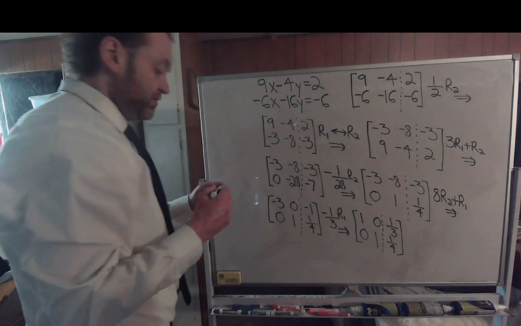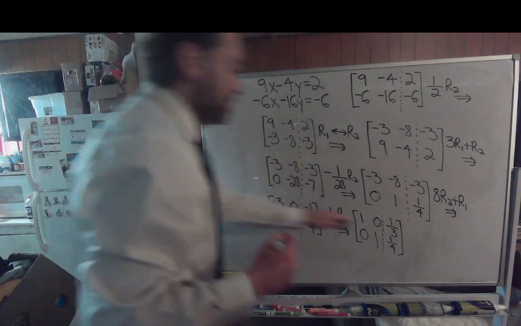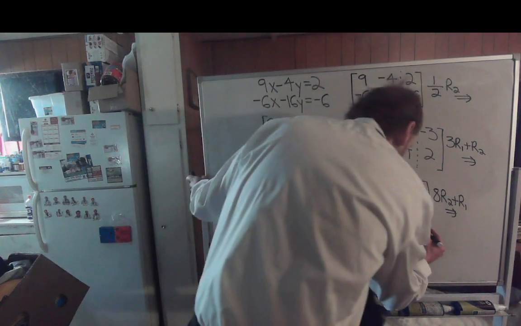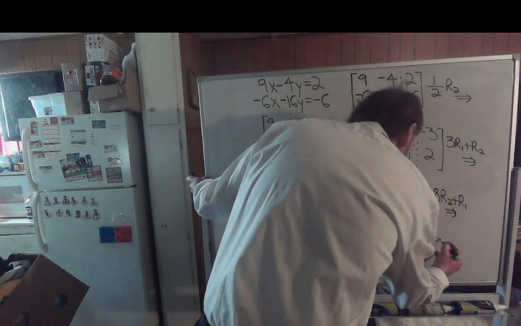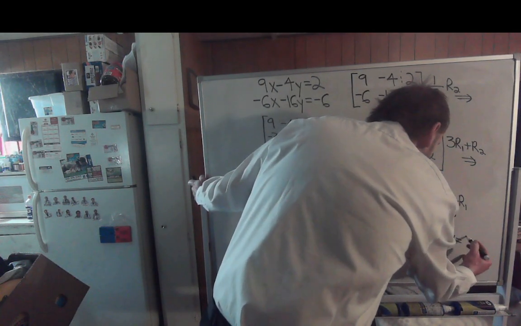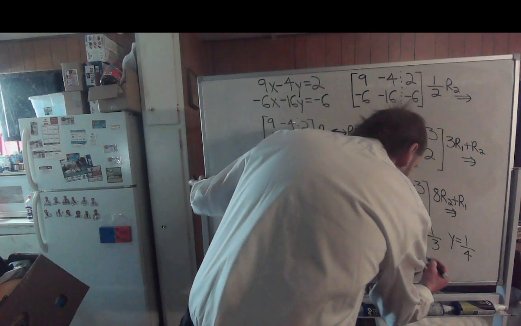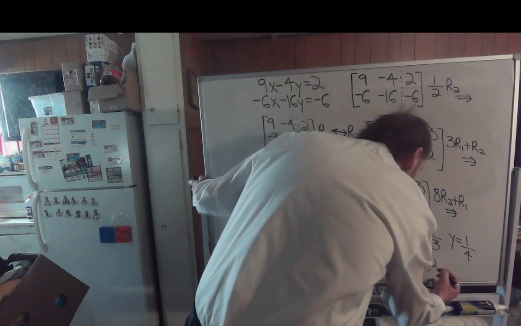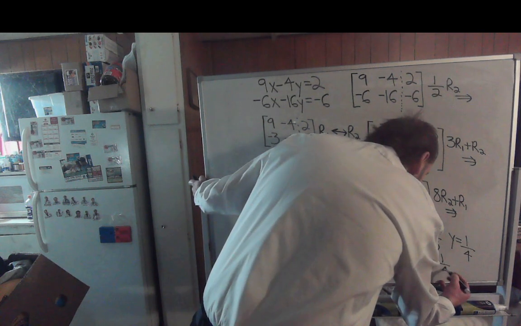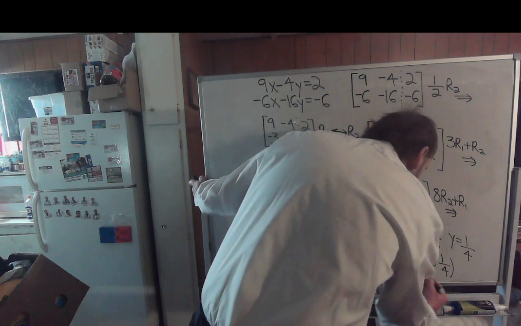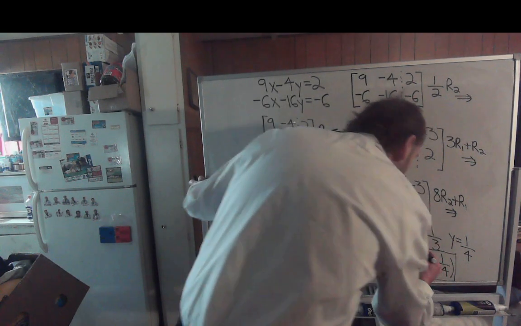So this will give you a direct x value of 1/3, a direct y value of 1/4, which would make the ordered pair that's the solution to this system be 1/3, 1/4. That's where the two lines would intersect at the point 1/3, 1/4.